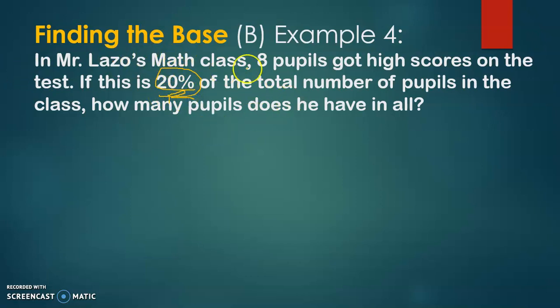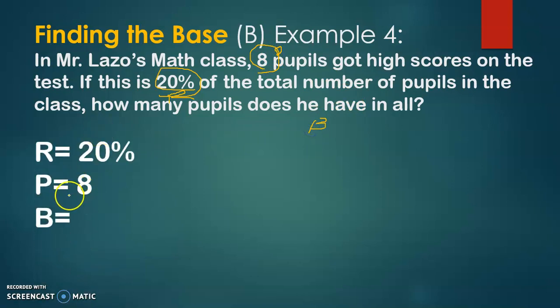Okay. Tapos, intindihin natin yung problem. Sa math class, 8 pupils got high scores on the test. If the total numbers, so 8 is 20% of the total number of pupils. So, ito ay part ng whole lang to. Ibig sabihin, this is the percentage. Kaya naman, ang nawawala pala ay base. Okay, tingnan natin. So, rate is 20%, percentage is 8.